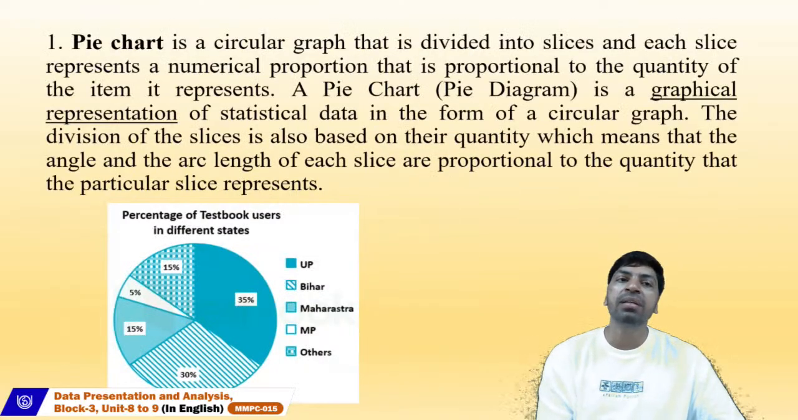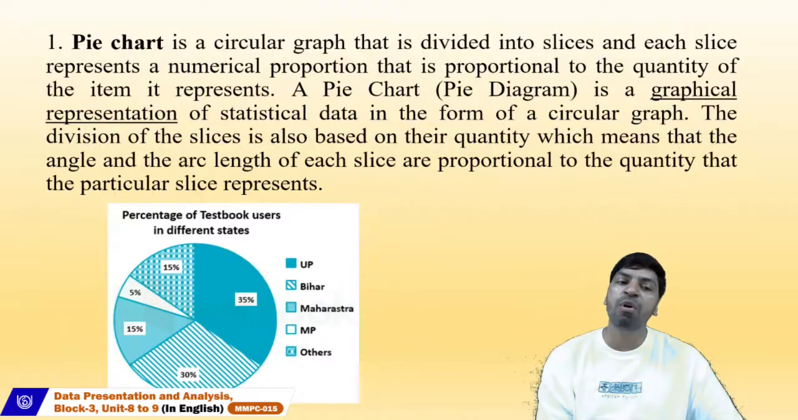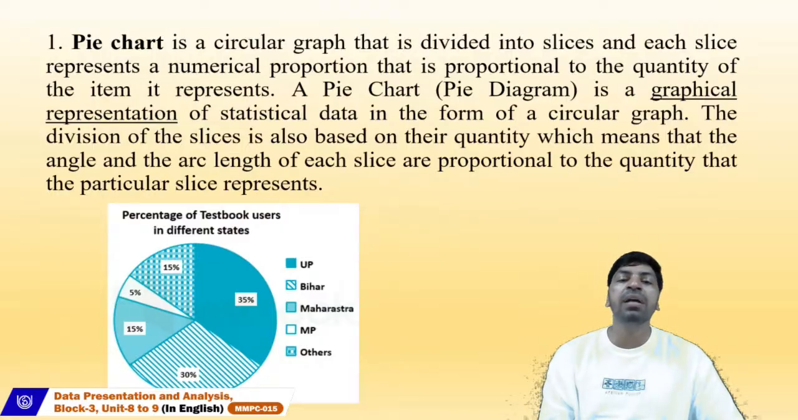Let's talk about the pie chart. It is a circular graph that is divided into slices, and each slice represents a numerical proportion which is proportional to the quantity of the item it represents. So a pie chart is a graphical representation of statistical data in the form of a circular graph. If you look at the diagram, the percentage of textbook users in different states has been shown, like UP, Bihar, Maharashtra, Madhya Pradesh, and others.